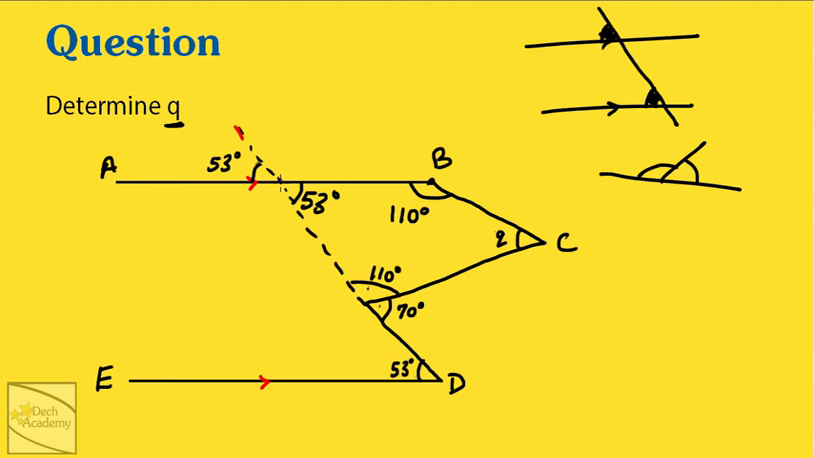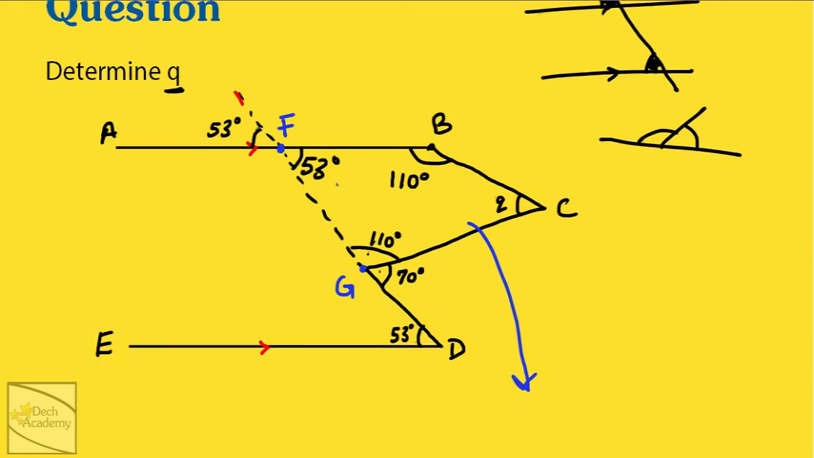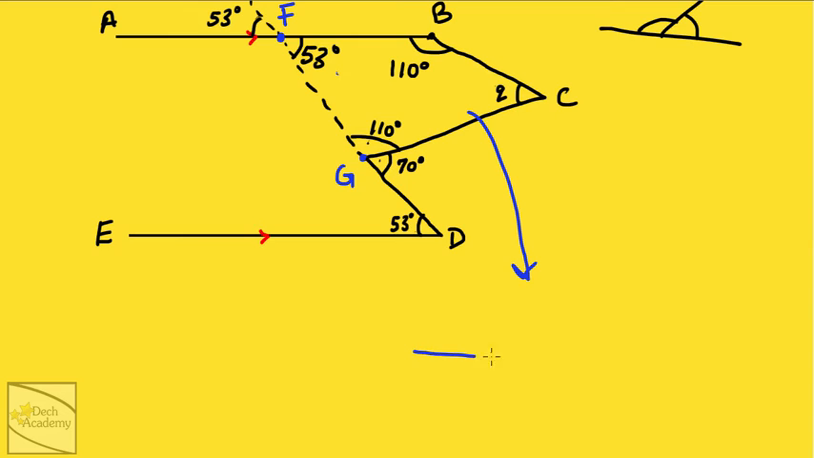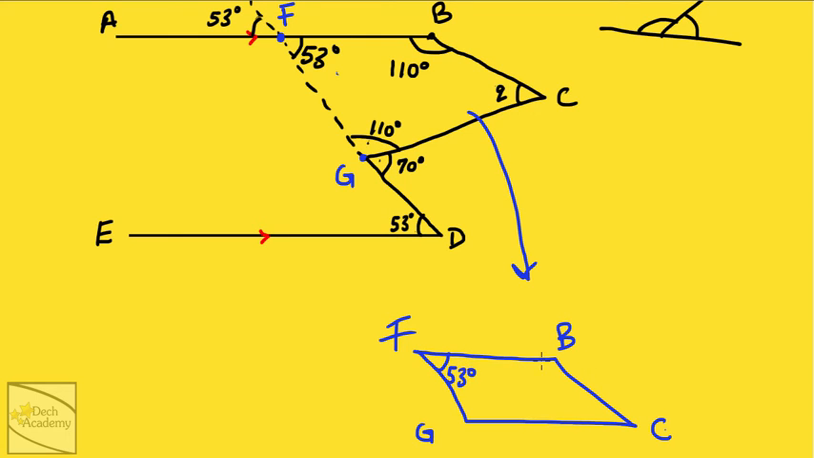So I'm going to label this point F, and I'm going to label this point G. So what you notice is that we have a four-sided shape. We have a four-sided polygon, a quadrilateral, FBCG. And that's what is in this region. So I'm just going to show that down here, FBCG. So I have FBCG. So 53 degrees, 110, 110, and we have Q here.